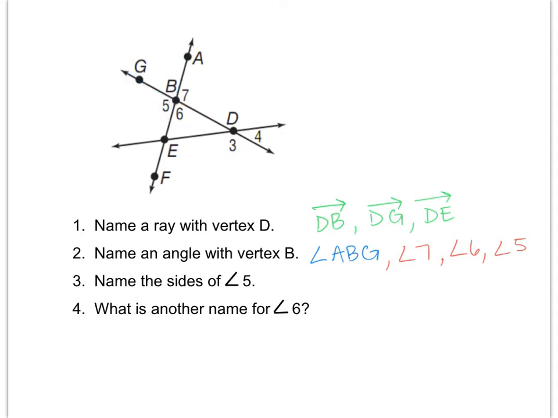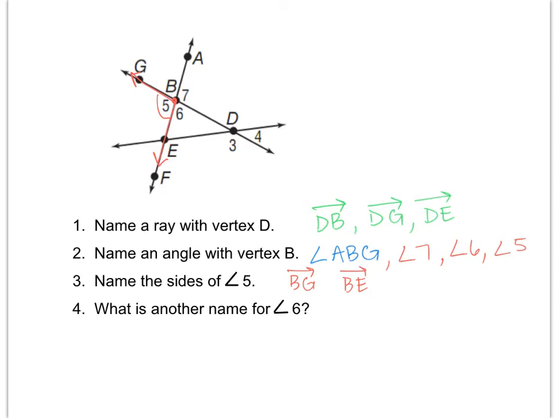Number three, name the sides of angle 5. Well, angle 5 is right over here. So one side of the angle starts at B and goes off towards G. So that side we could call ray BG. It starts at B and goes toward G. The other side of angle 5 is going to start at B and go off towards E or F. So I'm going to call it ray BE. You could have said ray BF as well.